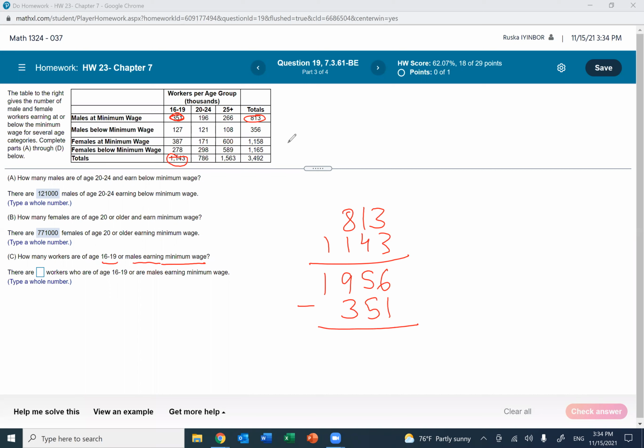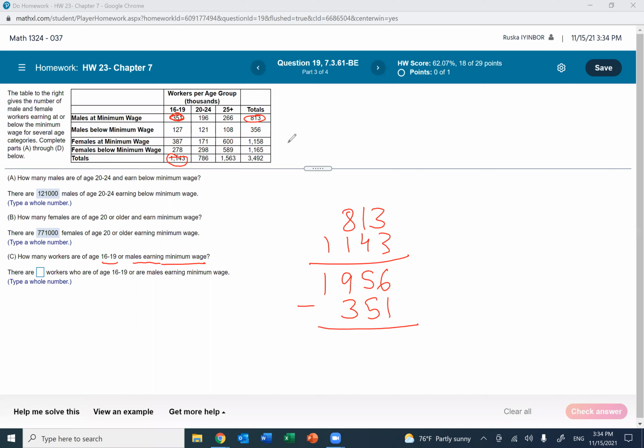So let's check that. So that's how you do OR. 5,061,000. Okay, so that was right. And then I have another one. Let me clear all that.